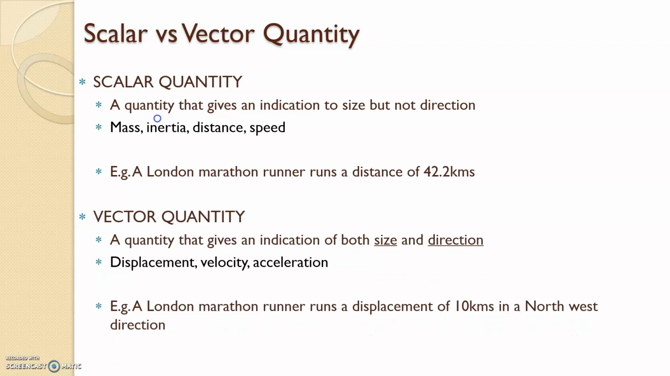However, vector quantity is something that gives you both size and direction, so magnitude and direction of a force or movement. So displacement, I'll come to that in a minute. I've got a very good exam question for you all. A London Marathon runner runs a displacement of 10 kilometers in a northwest direction, so a direction has been given, therefore it is a vector quantity.